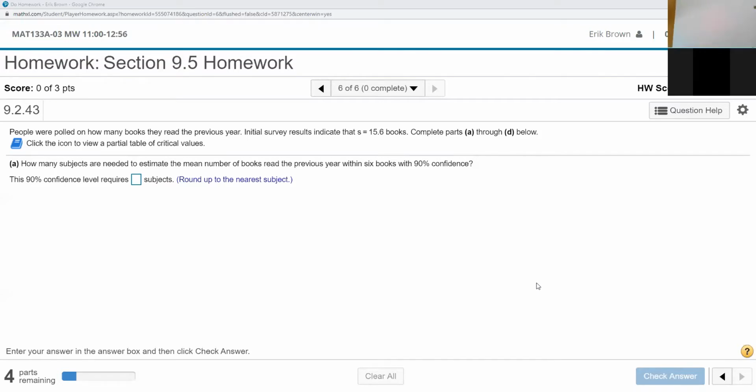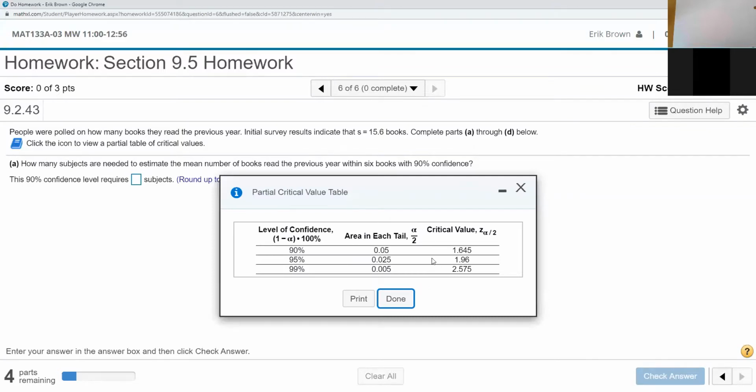It says people were polled on how many books they read the previous year. Initial surveys indicate that the standard deviation was equal to 15.6 books. We're going to complete parts A through D. I don't know if you've all seen these Z critical values. What this has done for you is calculate the critical values for a 90% confidence level, a 95, and a 99.